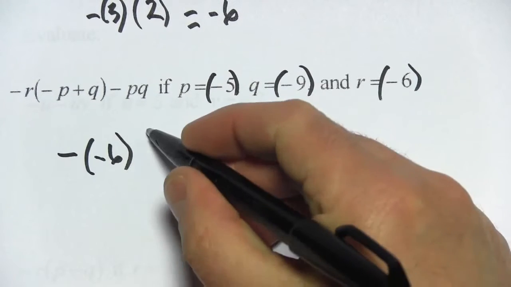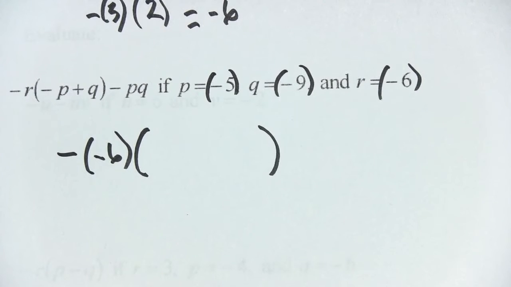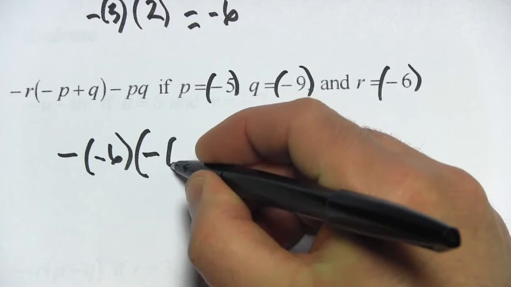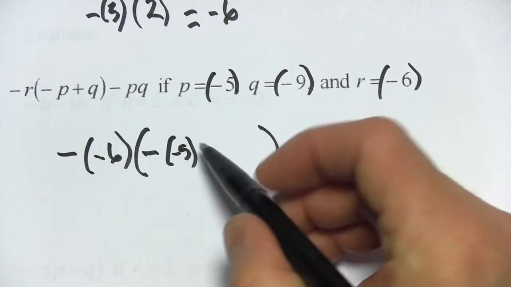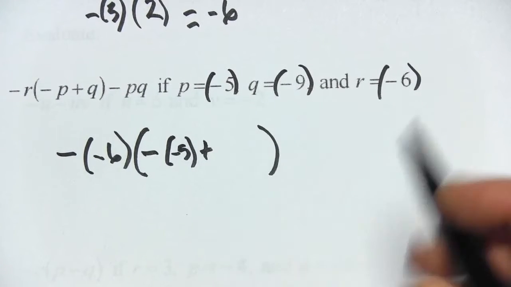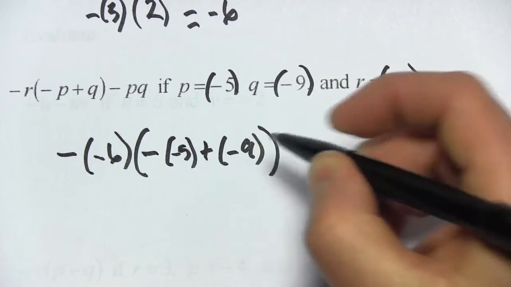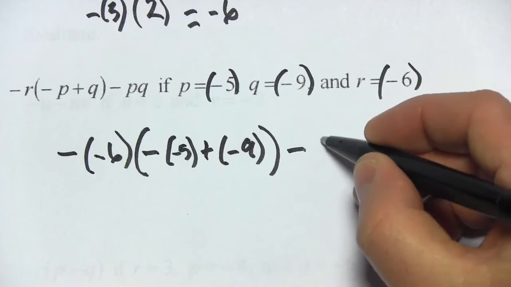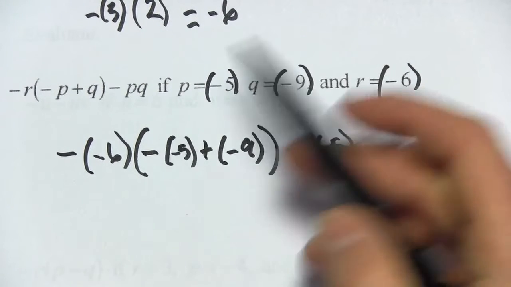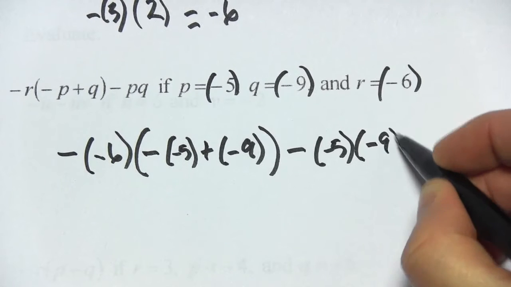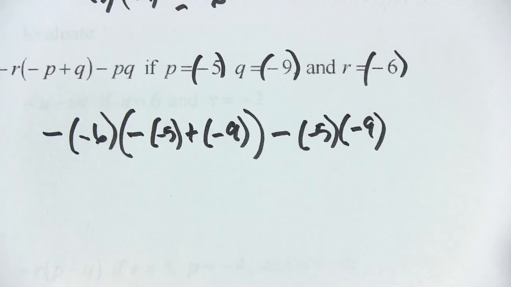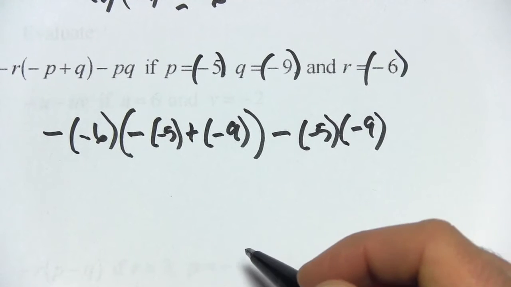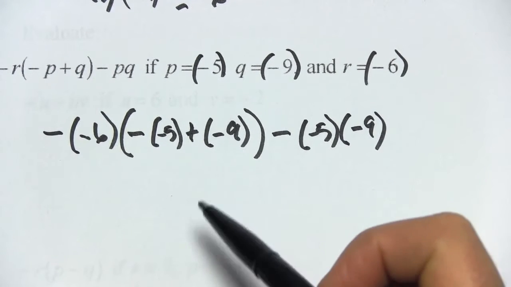Then we have a bigger set of parentheses, so I'll leave some space there. And we have a negative sign, and then p is negative 5. Then we have a plus sign, and q is negative 9. And then we have a negative sign outside the parentheses, and a p, which is negative 5, times q, which is negative 9. All right, so that is big and complicated, but we can start chipping away at it piece by piece here. Let's start inside the parentheses.